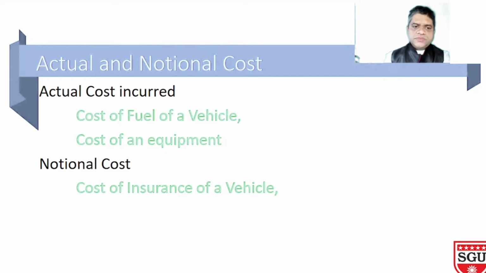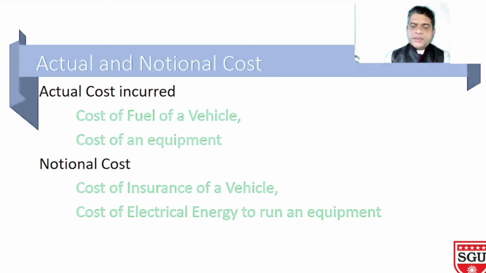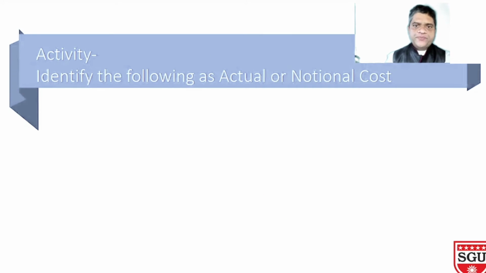Okay. Now it includes electrical energy. Now most of the time for electrical energy, the bill will be generated at the end of the month, and then we'll be paying that bill after taking the benefit of that service. And remember, if you want to estimate the correct cost, the notional cost elements also are to be included.